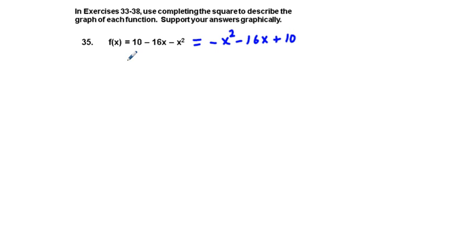And what I want to do for this is have just x squared with the negative outside. So I'm going to rewrite this as f of x equals negative, and I'm going to put x squared plus 16x. And then I'm going to leave outside that, I'm going to put this plus 10 right over here.